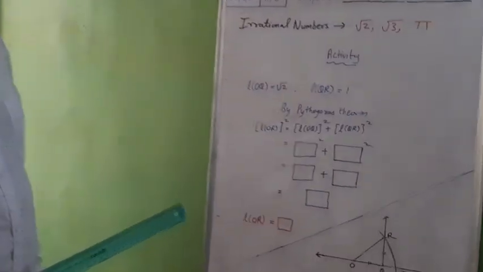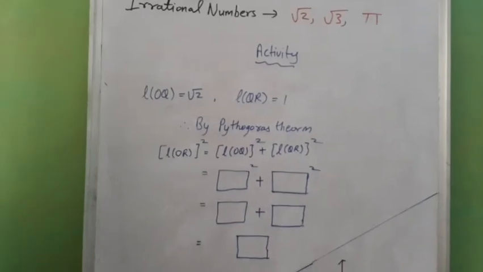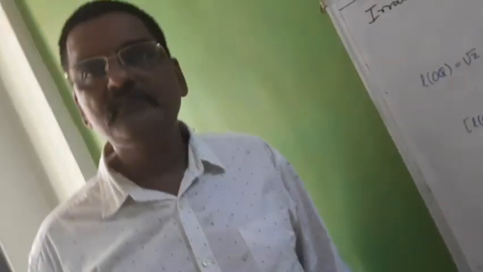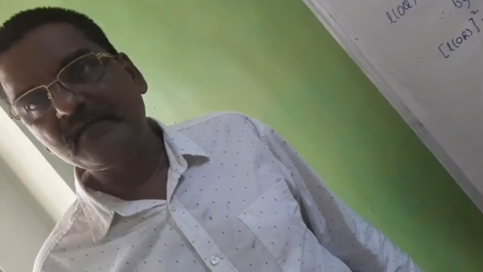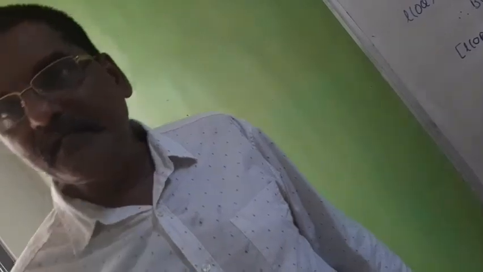Now children, we do one activity. We all know the Pythagoras theorem. Tell me, recall, what is the Pythagoras theorem? In a right angle triangle, the hypotenuse side squared equals one side squared plus the other side squared. We are using the same principle here.